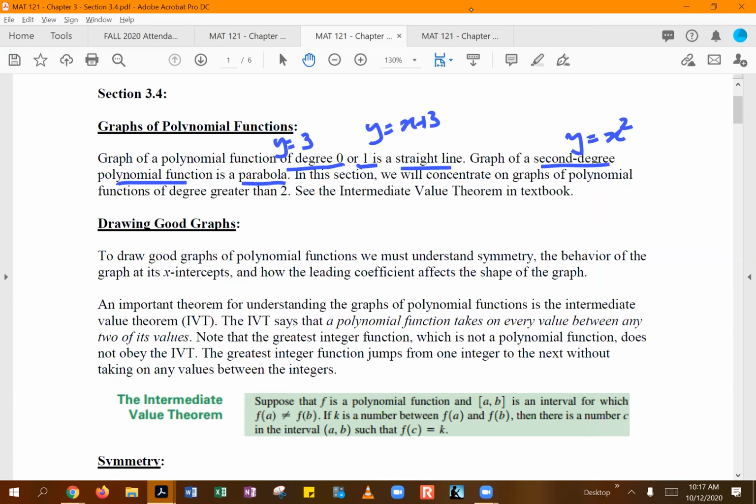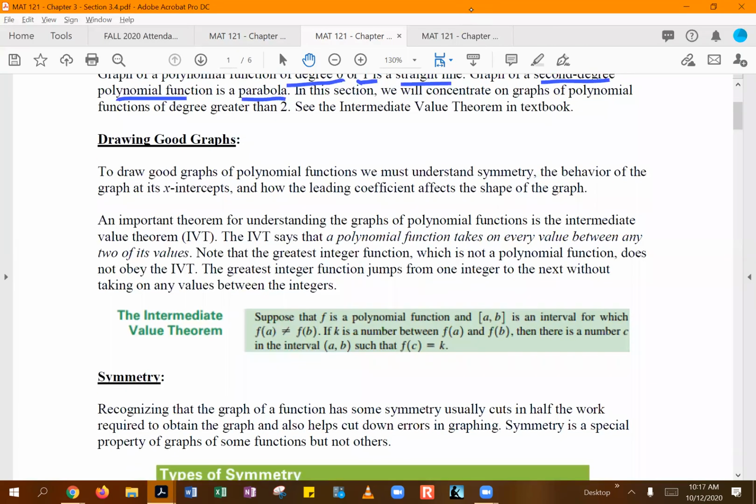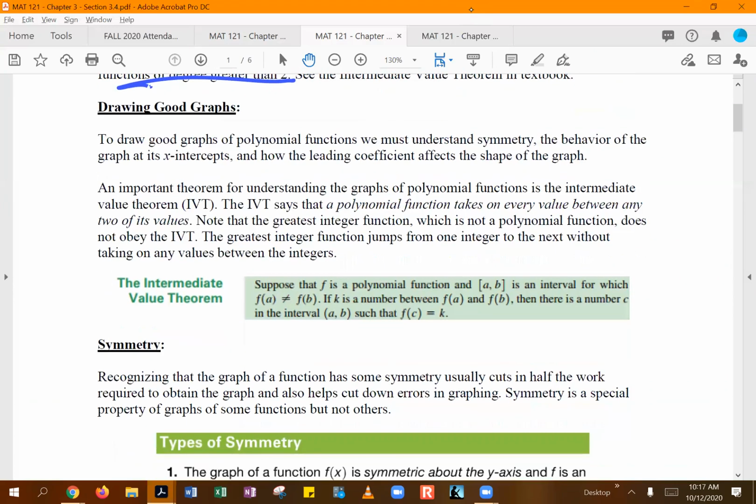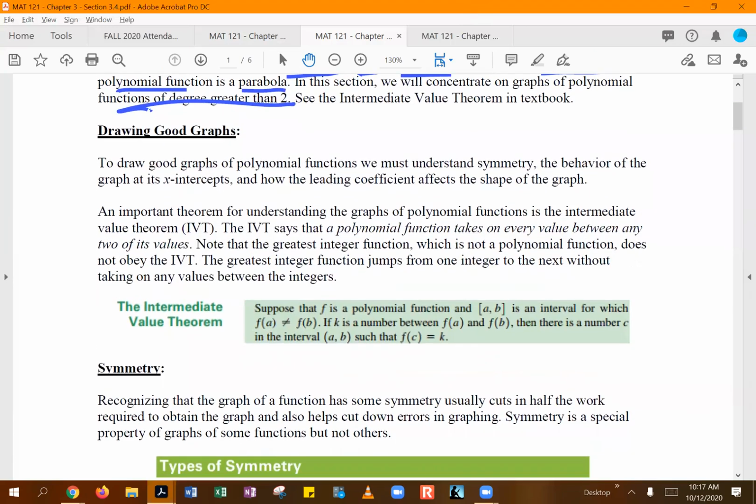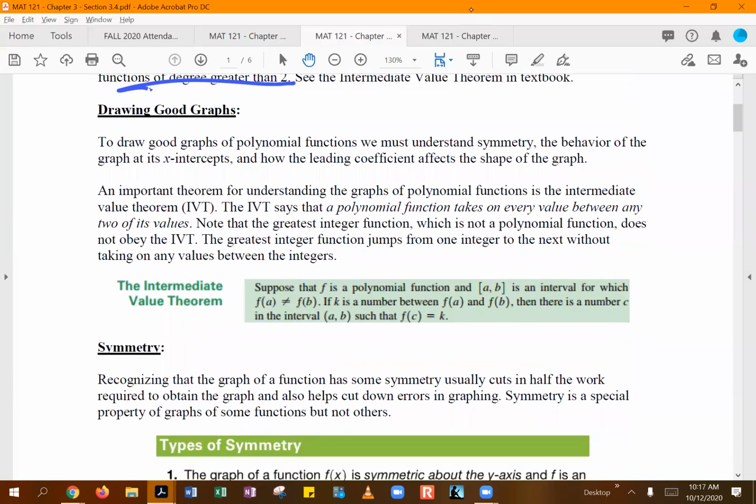So, of course, we're getting into graphs in this section, basically to see what happens if they are a degree higher than degree 2, so greater than a degree 2. The one thing that we actually talk about when we want to draw good graphs is what kind of symmetry the graphs will have. And we've already discussed symmetry in chapter 2.